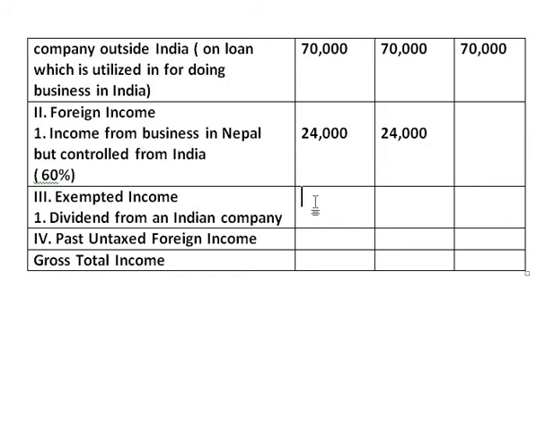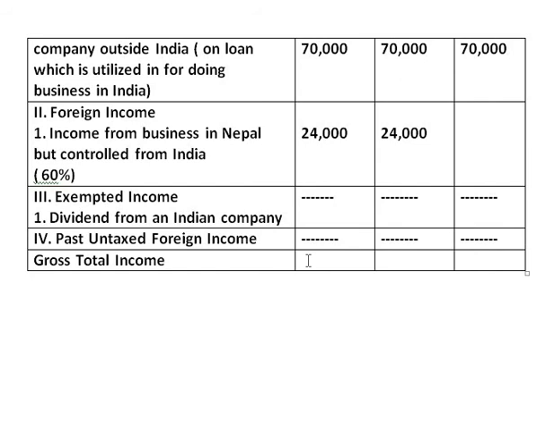Next is exempted income, that is dividend from an Indian company, which is exempted from tax. That is the reason we are not taking this amount while computing gross total income. Exempted income amounts are written nil in the amount column while computing gross total income. Past untaxed foreign income is also not given in the sum, so do not write any amount there, keep it blank.